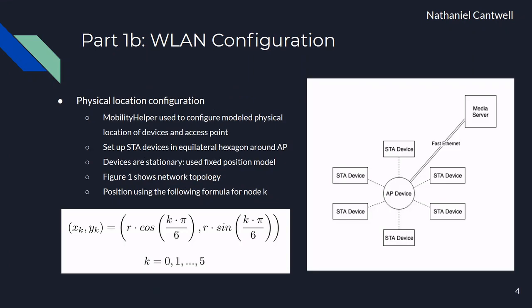Next, we configure the physical location of the devices. We use the mobility helper, where you can set as a vector the stationary position of each device. This positioning was determined by project requirements, so it's, as we can see in the figure on the right, an equidistant hexagon around the access point, and the access point is connected to the media server via fast Ethernet. So the network positioning, or the mobile device positioning, the X and Y coordinates were calculated according to the equation on the bottom left.